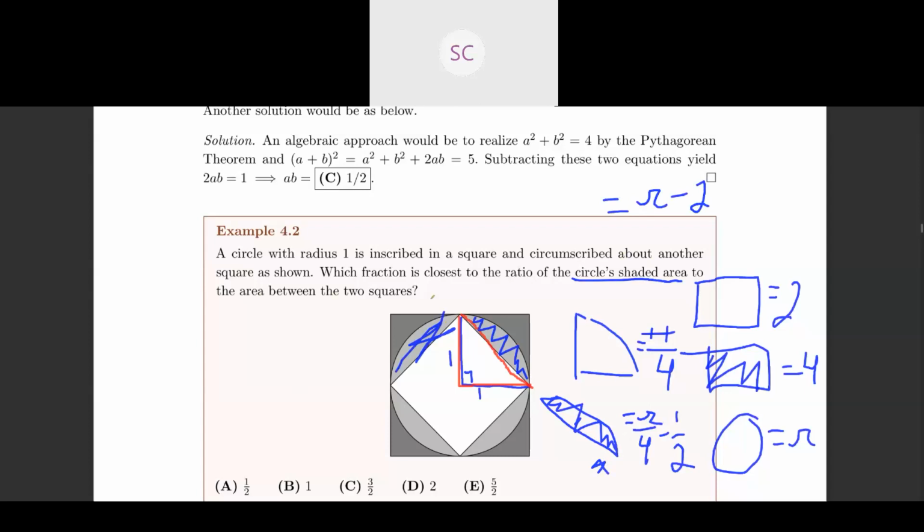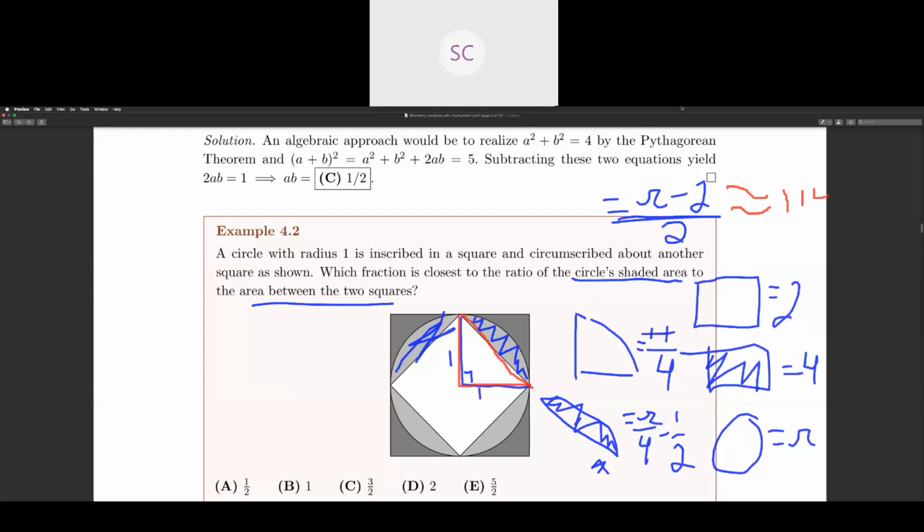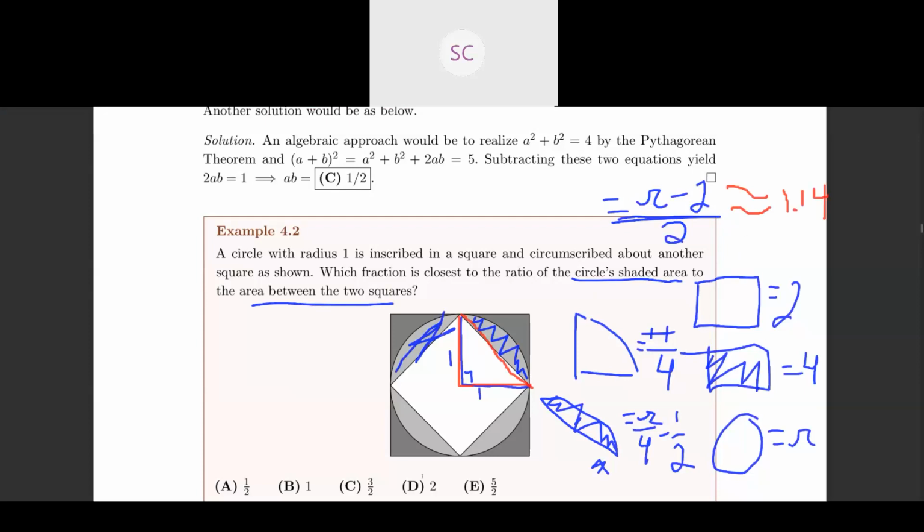And now find the area between the two squares. Well, that's just the area of the big square minus the small square. And we already know from our areas that this is just 2. So this is over 2. The area between the two big squares is 2. And now, well, we know pi is about 3.14, so this is about 1 over 2, and that is our answer.